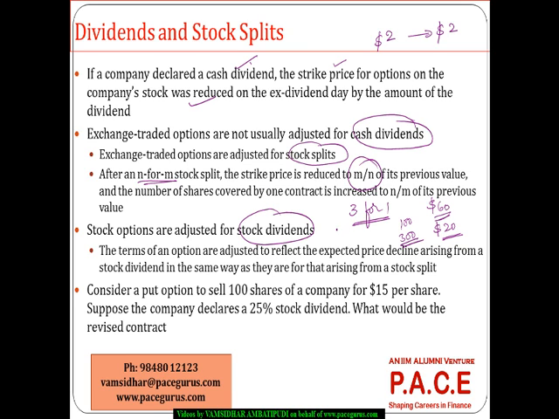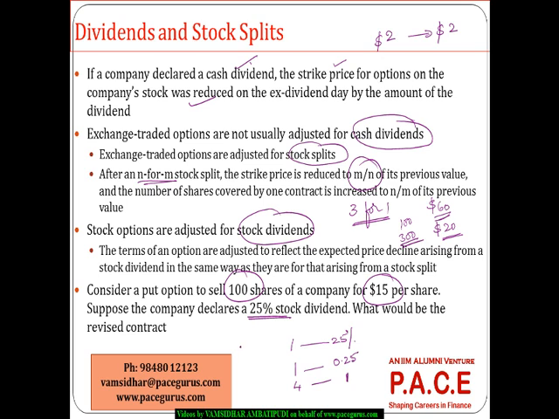And the same way, they are arising from a stock split. Look at this. Earlier, there is a put option to sell 100 shares of a company for $15 per share. Now, a company has declared a 25% stock dividend. Declaring a 25% stock dividend is as good as 25% additional shares being given for each share. So for one share, 0.25 shares are given. So for every 4 shares, one new share is given.